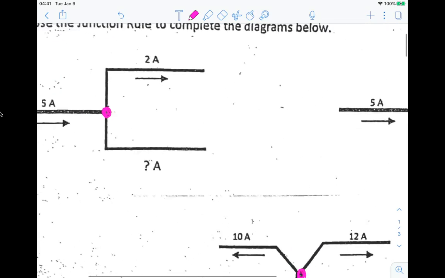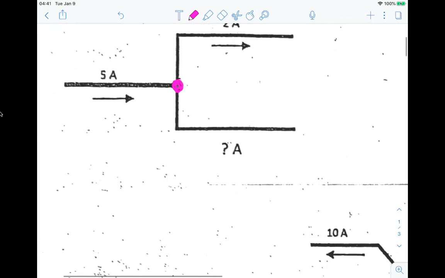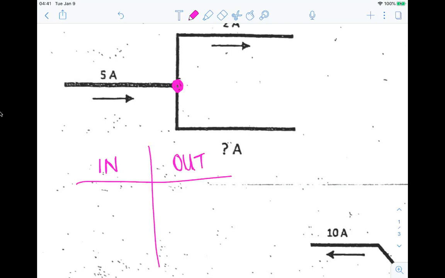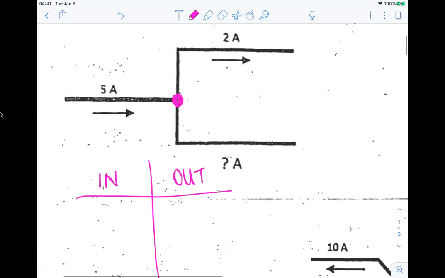So if we look at this first one here, we have two things we need to consider: how much is going into your junction and how much is coming out? Well, in my diagram, I see that I have 5 amperes flowing in, and I know it's going in because of the arrow direction. I then ask, how much is coming out? According to my diagram, I have 2 amperes flowing out.